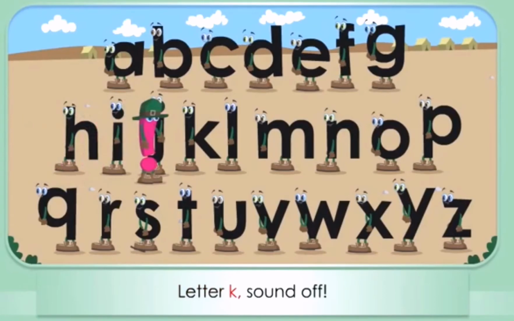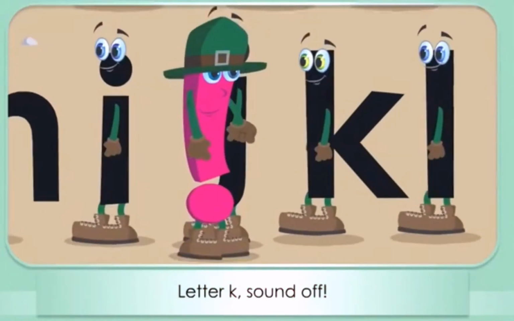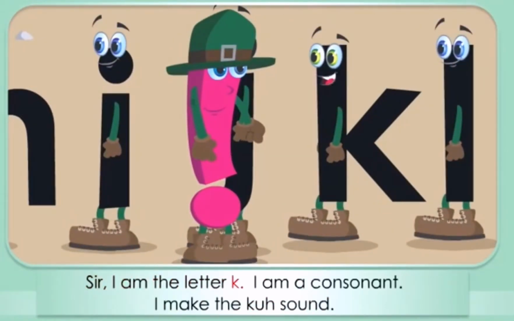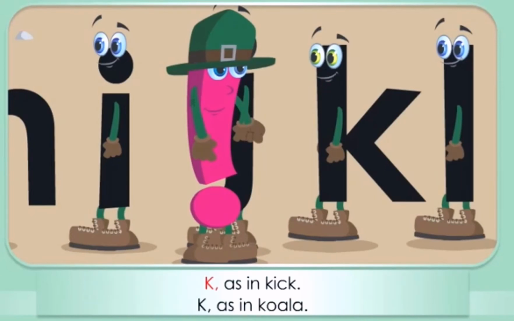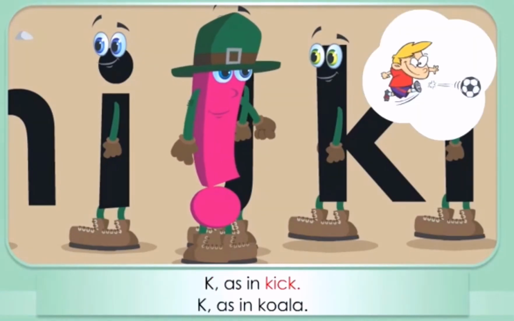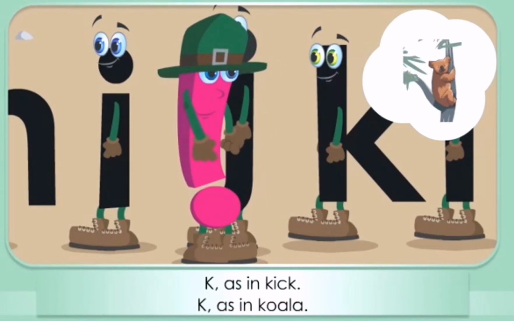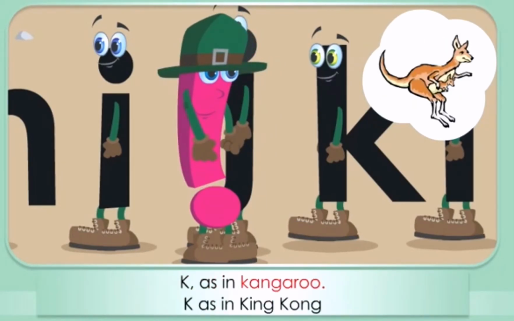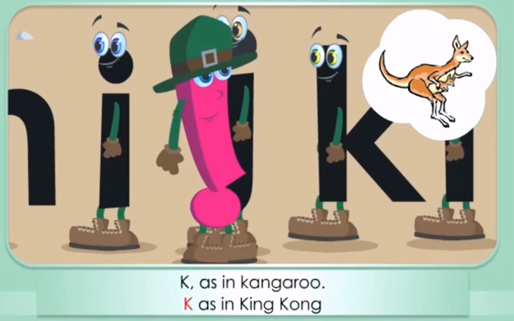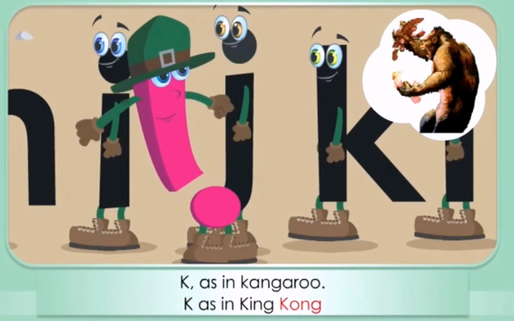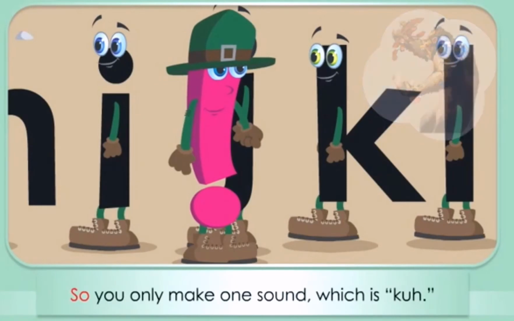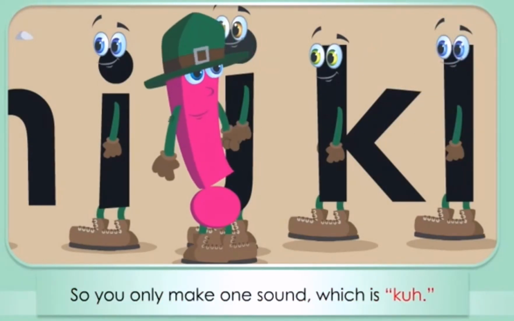Letter K. Sound off. Sir, I am the letter K. I am a consonant. I make the K sound. K, as in kick. K, as in koala. K, as in kangaroo. K, as in King Kong. So, you only make one sound, which is K.